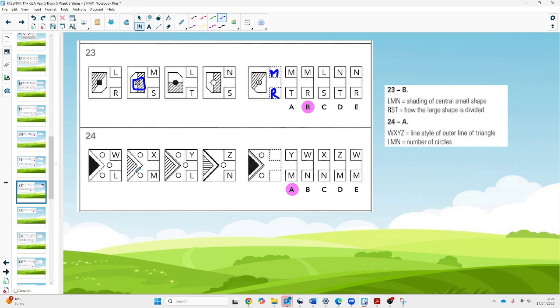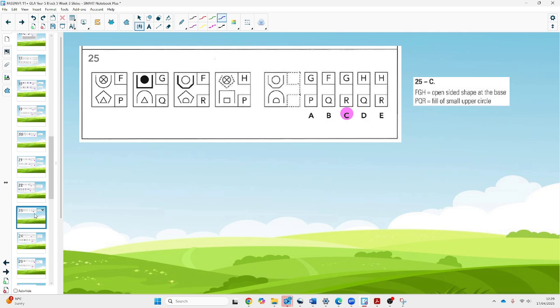Question 24. W, X, Y and Z all different. Why? Because of the line style of the outer line of the triangle. So we're looking at this line here, this double line here, and then this bold line here. We actually need a double line, so we know we need the Y. And then we're going to look at the number of circles. So we need 2, so it will be YM. And again, if you want to, you could just quickly jot down the number of circles if that helps you achieve the right answer.